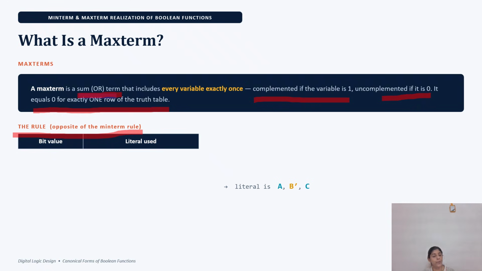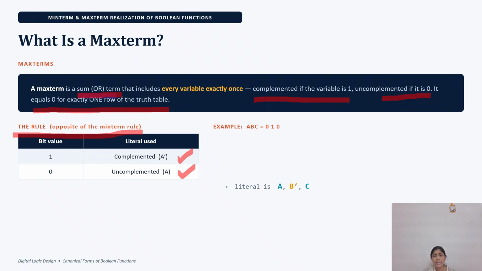So bit value 0, otherwise bit value 1. Bit value 0 in the sense here you have to consider it as an uncomplemented A. Bit value equal to 1, you have to consider it as a complemented A dash. Okay. Example we will take.